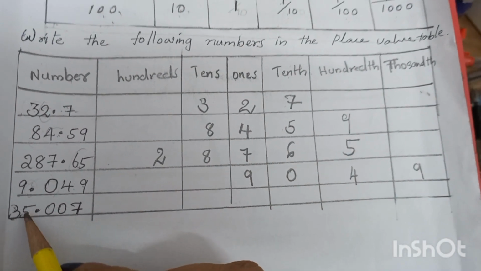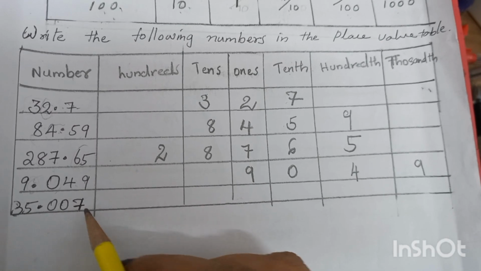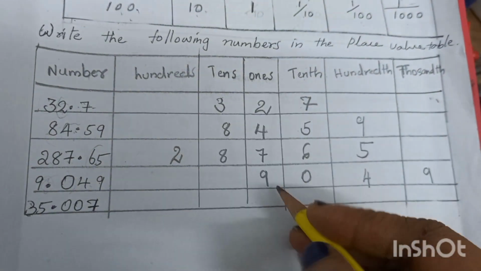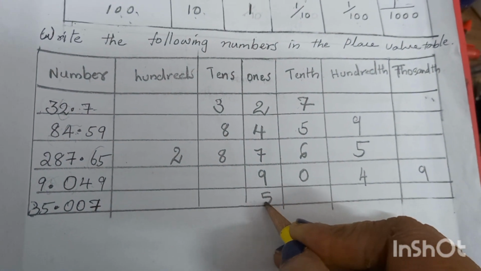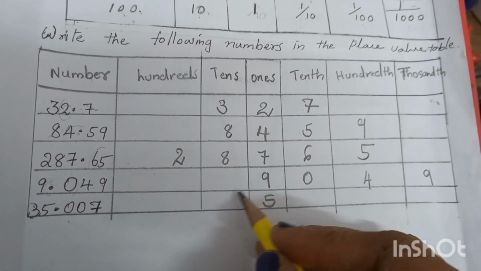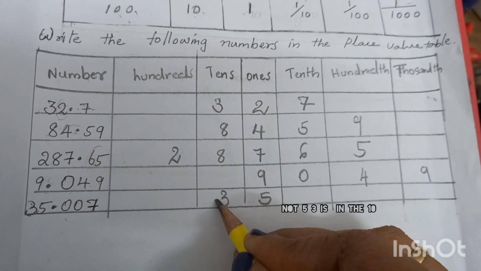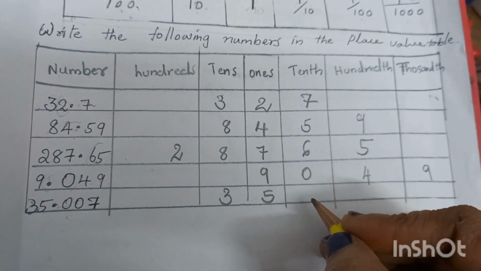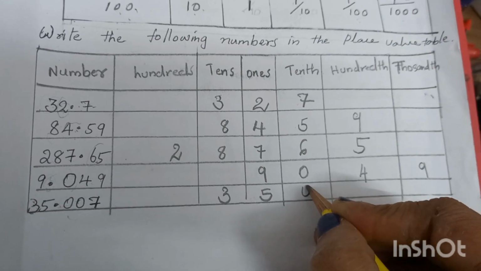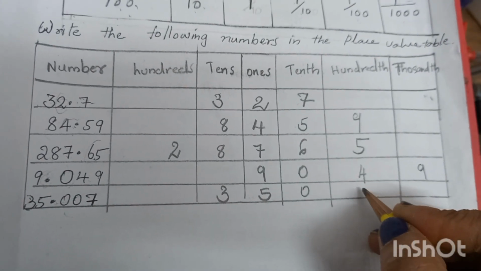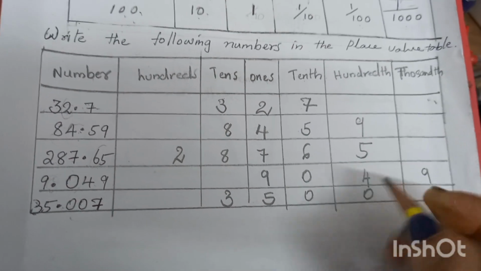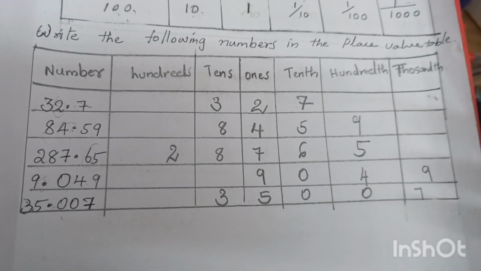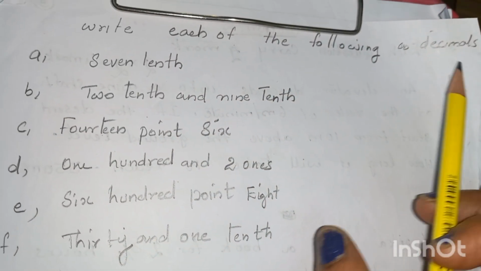The next one, 35.007. So 5 is in the ones place, isn't it? So we have to write 5 in the ones place, and 3 is in the tens place, isn't it? So 0 is in the 10th place, and another 0 is also in the 100th place, and 7 is in the 1000th place. Is it clear?